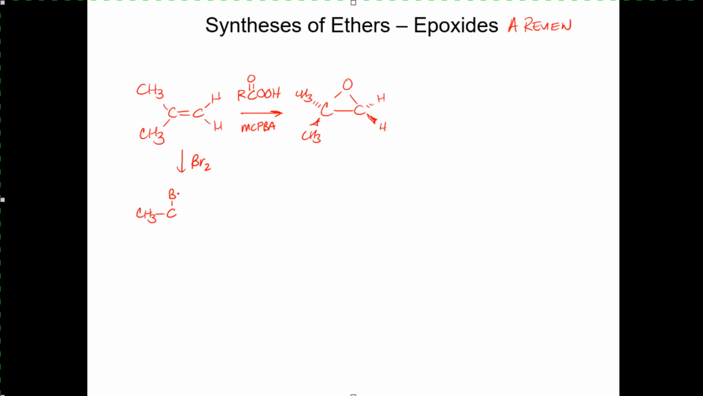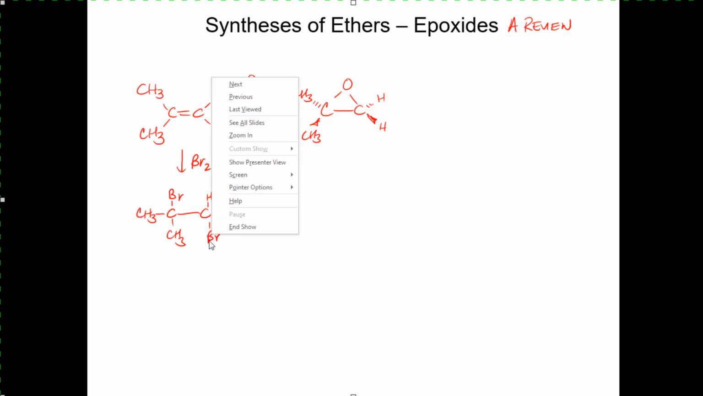Right, so I'm going to add 2 Brs to the double bond. 100% trans, although in this case it doesn't really matter. And will that get me anywhere? It will not, because I don't want a second bromine here. Right? What do I want here?